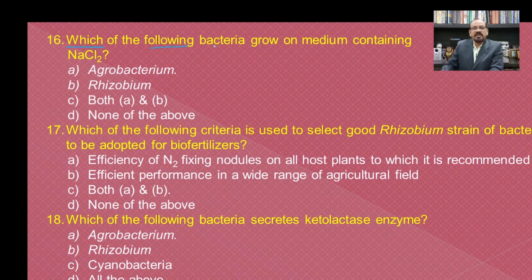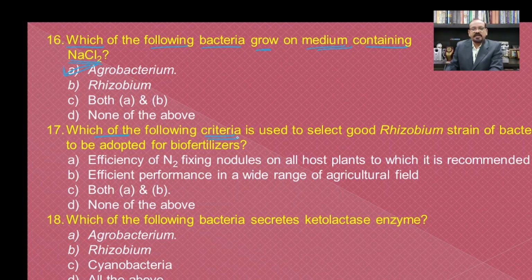Which of the following bacteria grow on medium containing sodium chloride? The characteristic feature of Agrobacterium is to grow on media with sodium chloride, and hence Agrobacterium will be the correct answer for this question.